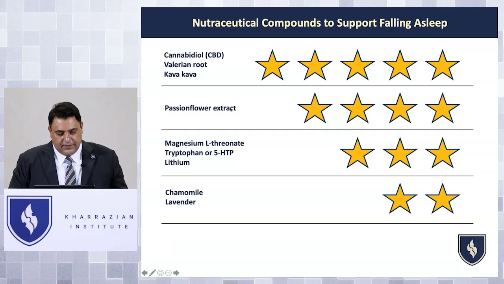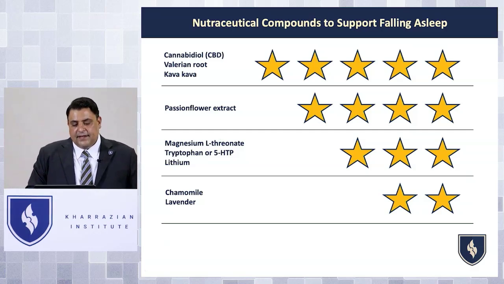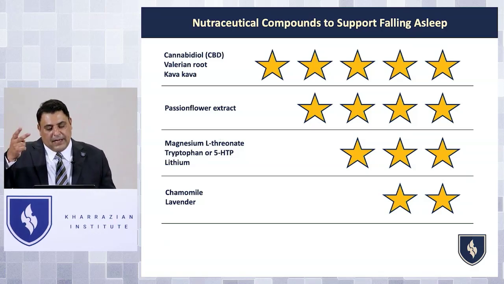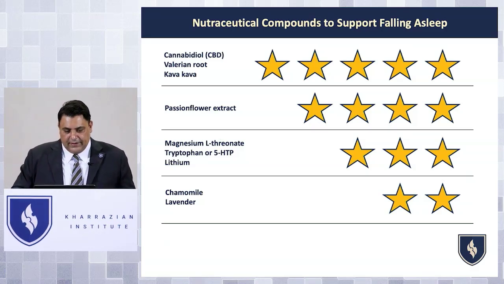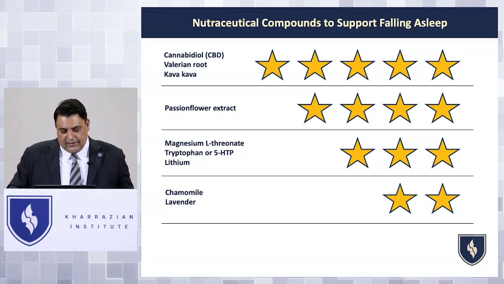Passion flower is pretty good. Magnesium L-threonate is pretty good. Tryptophan, lithium, lavender. Now, melatonin I didn't put on here because it can disrupt sleep rhythms. However, melatonin may be essential for people that actually have ME/CFS, because melatonin can also impact the Warburg effect, where if they have issues converting pyruvate to lactate, it's been shown to change that expression.